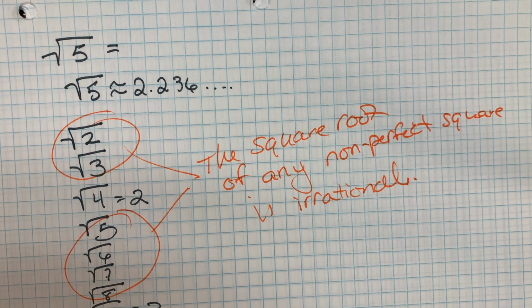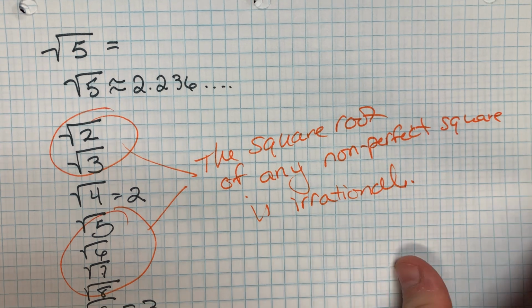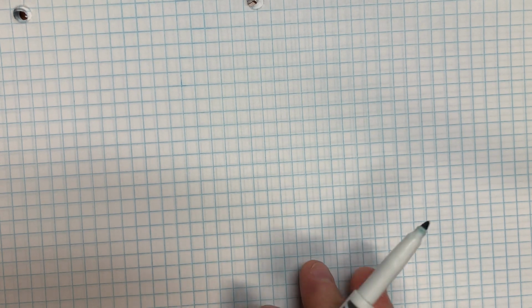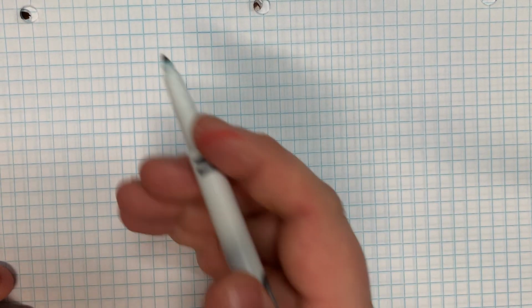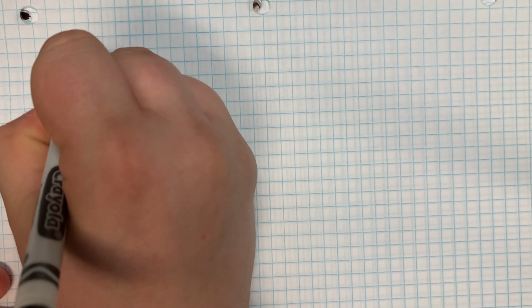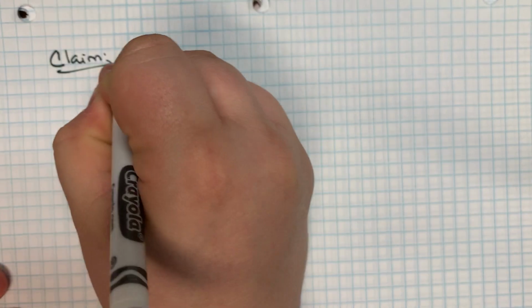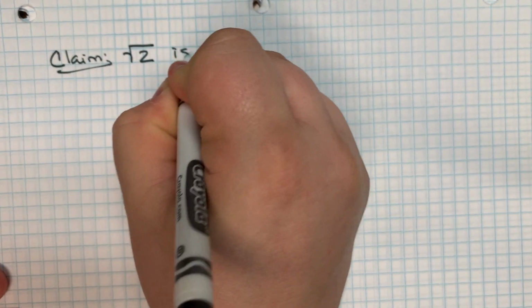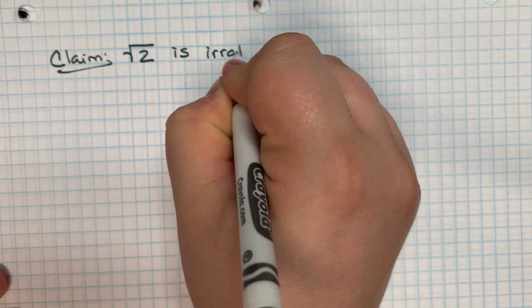Now I'm going to walk us through why that's the case. But I'm never going to ask you to prove this. I will walk through the proof, and just being able to nod along with it is enough. So my claim: the square root of 2 is irrational.